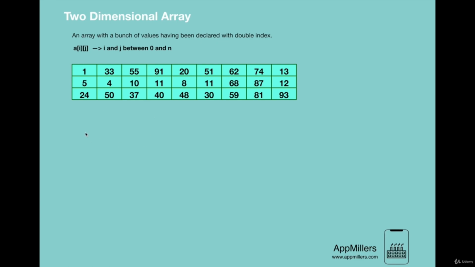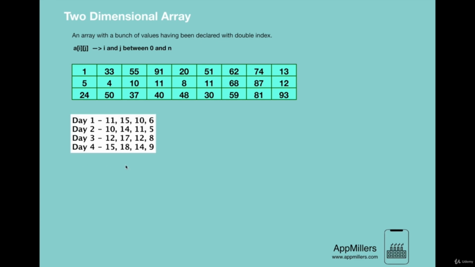Let's look at another example. Consider a station recording temperatures 4 times a day, every day, and we are doing it for 4 days. So for each day we are recording temperatures 4 times a day and keeping it like this. How can we present this data in an array? We cannot do it in a one-dimensional array, because as you see, we have columns and rows here. So for such situations, a two-dimensional array is very useful.